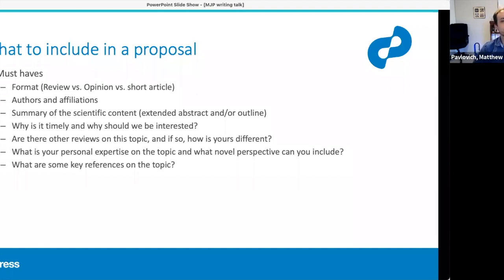This is just letting us know what you plan on covering in the manuscript. Why is it timely and why should we care? We talked about this already. What is this going to add to the field? Are there other reviews? Why is yours different? And then finally, what's your personal expertise and what is your novel perspective?